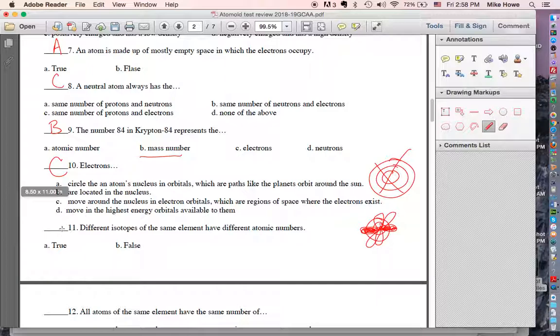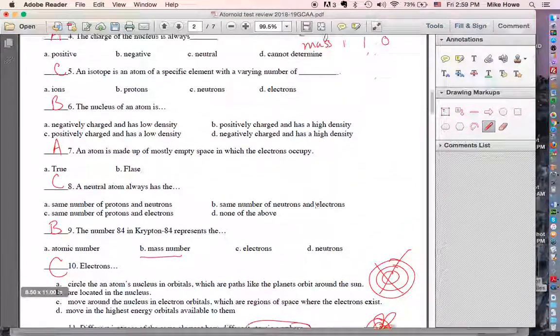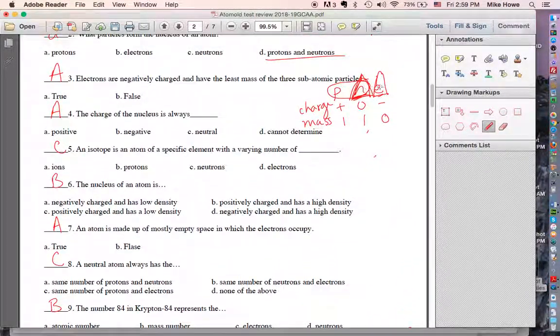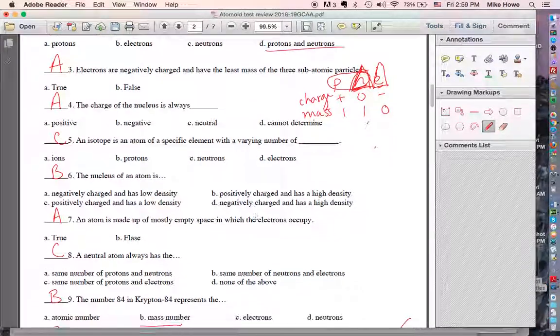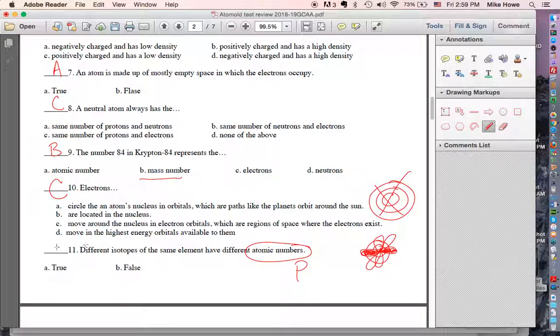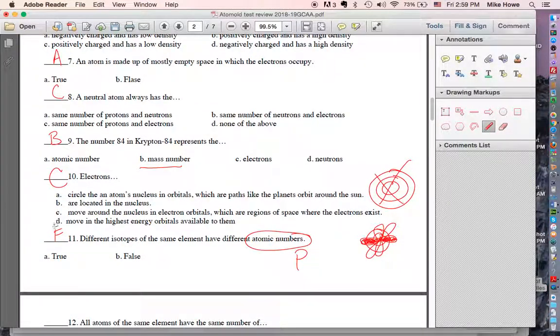All right. And then number 11, different isotopes have different atomic numbers. Nope, because atomic numbers are protons, and protons can't change. So back on these 3 particles that we talked about up here, protons, neutrons, and electrons, you cannot change the number of protons ever. Only the neutrons and the electrons can change. So the isotopes of the same element are going to have the same atomic number. They will have different atomic masses because the number of neutrons will change. So the answer is really B, false.